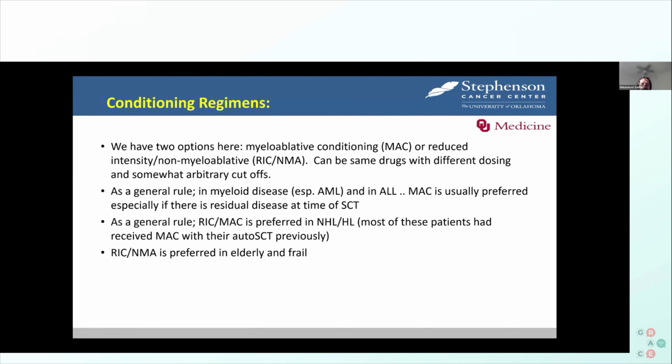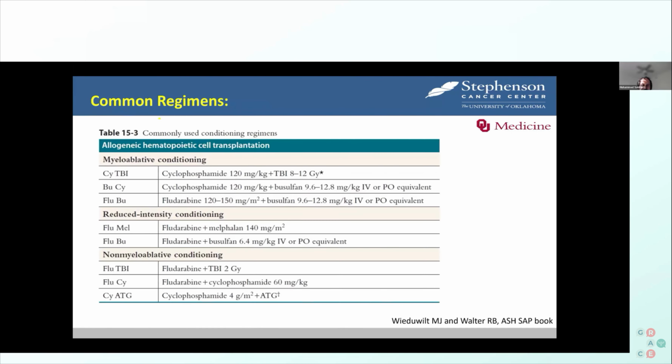Conditioning is what sort of chemotherapy the patients get before transplant. So you get a myeloablative, which is a strong chemotherapy, or a reduced intensity conditioning. What I do is I prefer myeloablative conditioning if the patient can tolerate it, but if they cannot, then reduced intensity or non-myeloablative conditioning is a pretty good option as well, with the caveat that the chances of disease coming back are higher with reduced intensity conditioning.